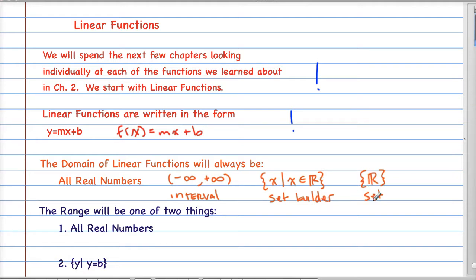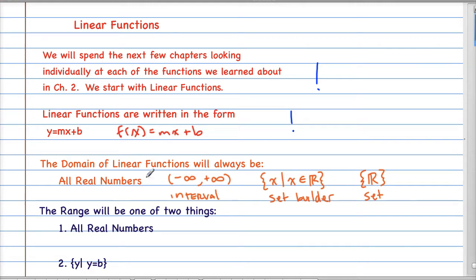So there's a difference between set builder and set notation. The braces are in both, but for set builder, you're actually describing the set, and with the set notation, you're actually saying what the set is. Okay. So that's a little review of our notation to write out what a domain or range are.